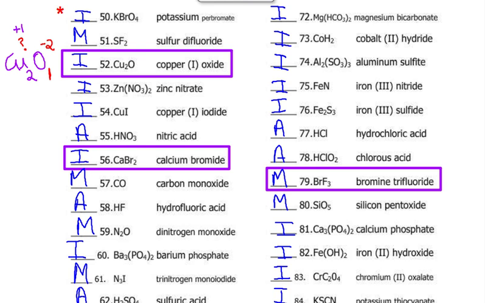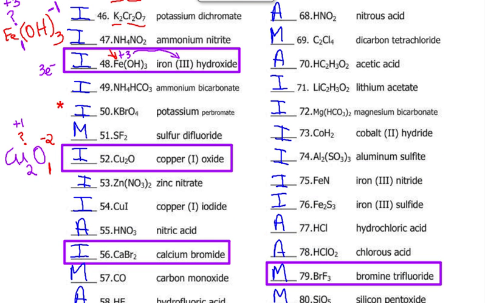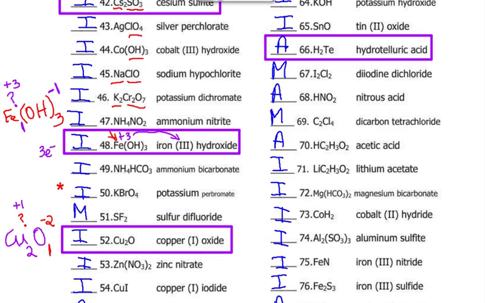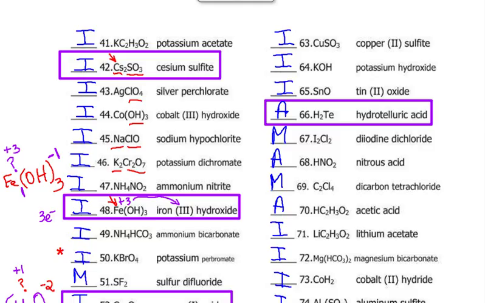If there's a polyatomic ion, like this was OH, so that's hydroxide. This was a polyatomic ion, so I just wrote its name.